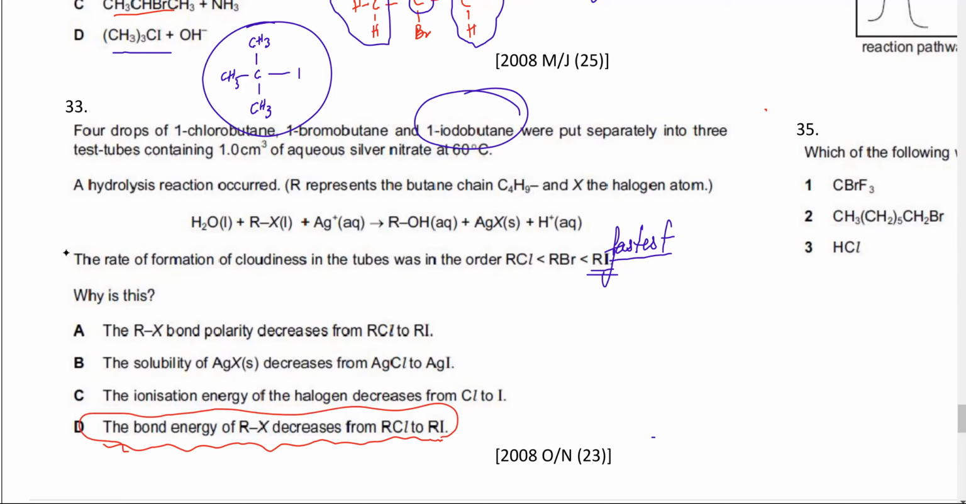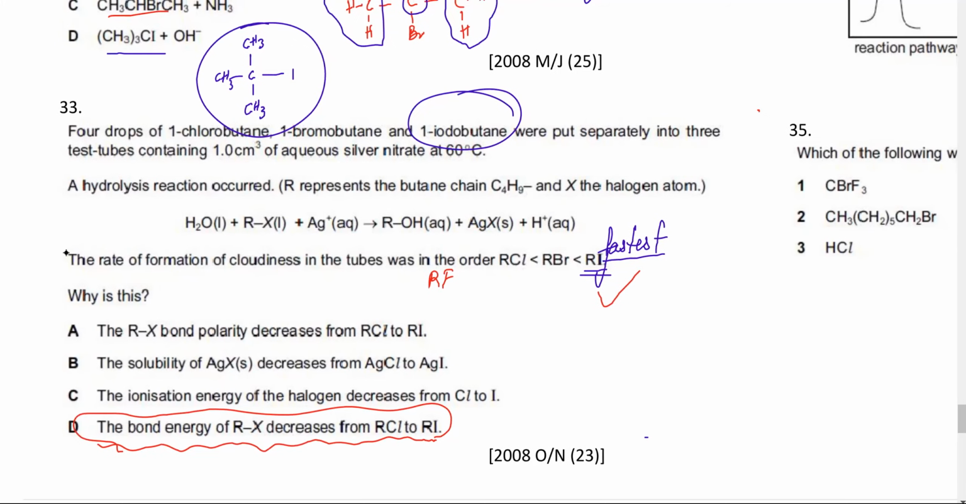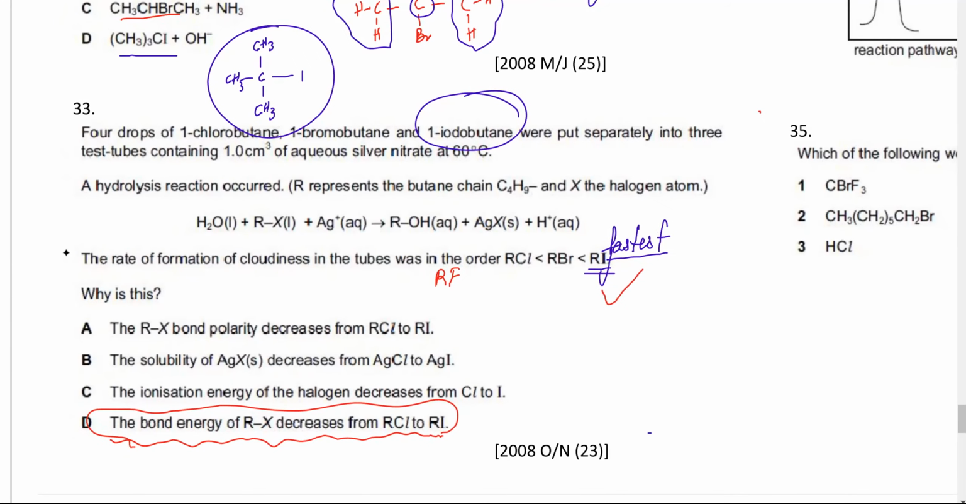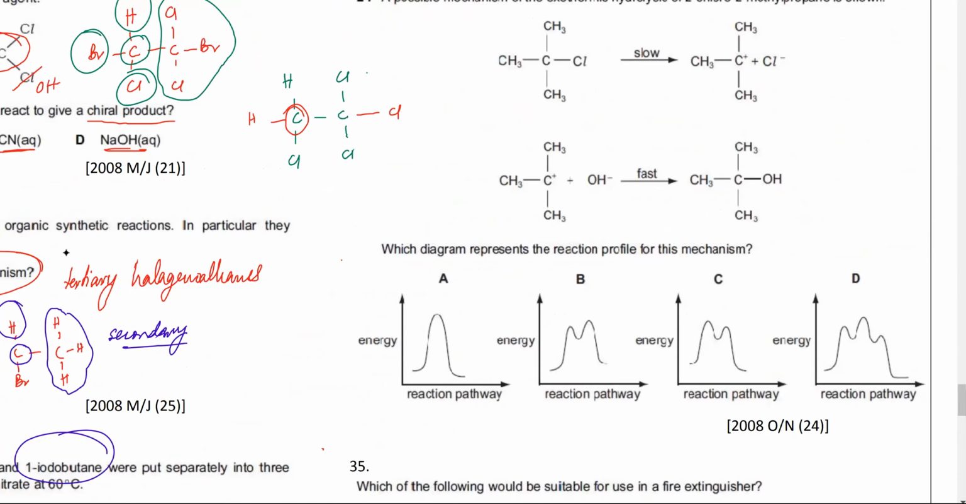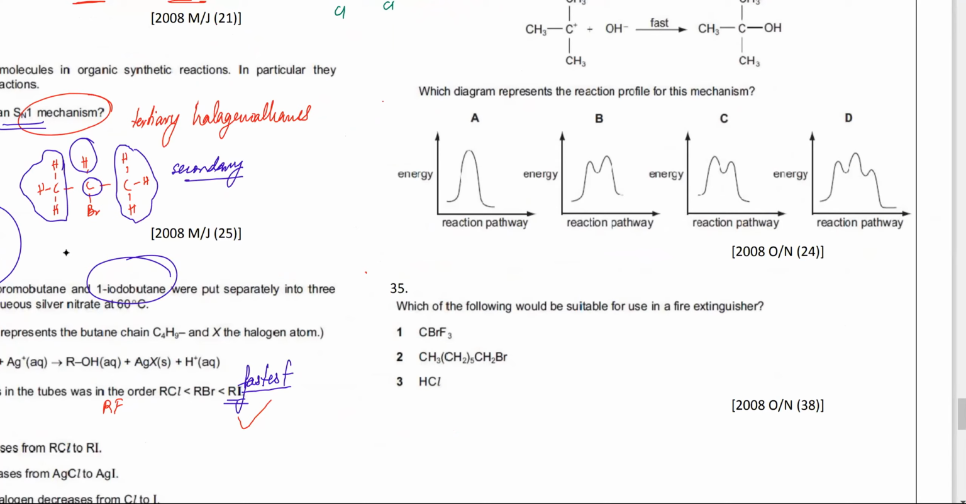ठीक है, reactivity जो है वो increase करती है down the group. और वो जो फ्लोरीन वाला है, अगर फ्लोरीन होता, that would have been the least reactive, क्योंकि फ्लोरीन का बॉन्ड इतना स्ट्रांग है. So it would be very hard to break the fluorine bond. ठीक है, मेरा क्लियर है?